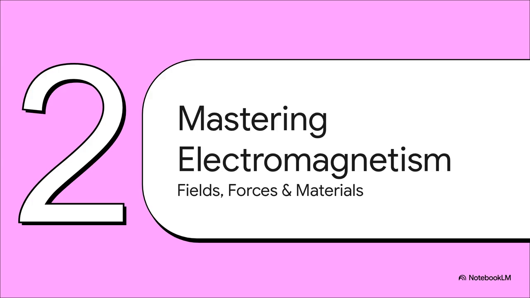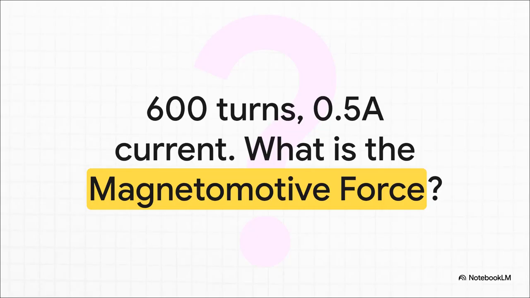Section 2, we're going to see how all these electrical ideas build into the world of electromagnetism. Now we're talking fields, forces, all that good stuff. So here is a typical electromagnetism question. They give you turns, current, and then they throw in extra info like the core material or its size. Why? To mess with you. But to find the magnetomotive force, or MMF, what's the only information you actually need to pull out of there?